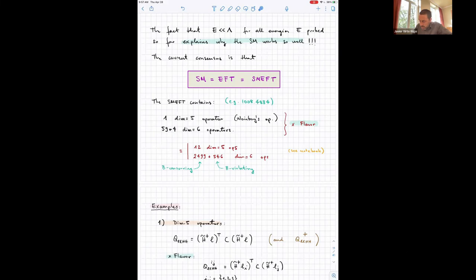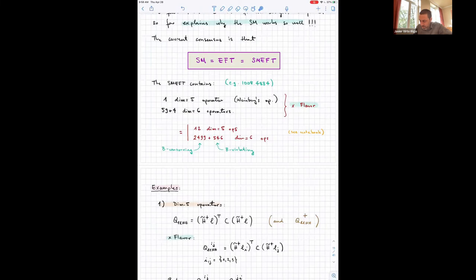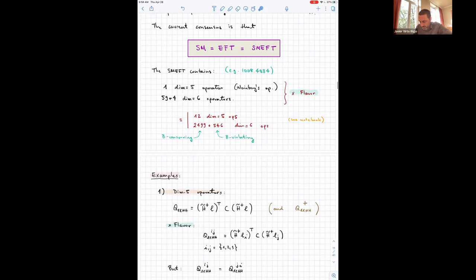Okay. Up to flavor, because then for all these operators you have to start putting the flavor indices. If you include the flavor indices, you have 12 dimension 5 operators. Okay, so this one becomes 12. And then this 59 becomes 2,499 baryon-conserving dimension 6 operators, and this 4 becomes 546 baryon-violating dimension 6 operators. Okay, so you see that the thing explodes so much that it looks as if this is now quite hopeless.